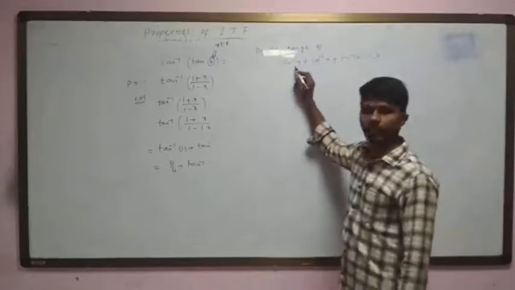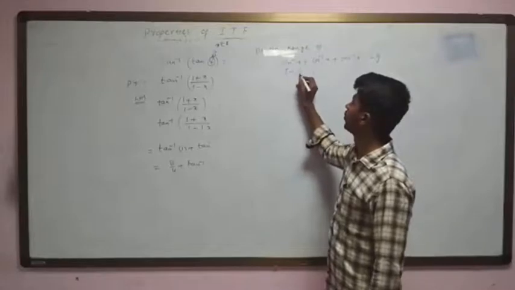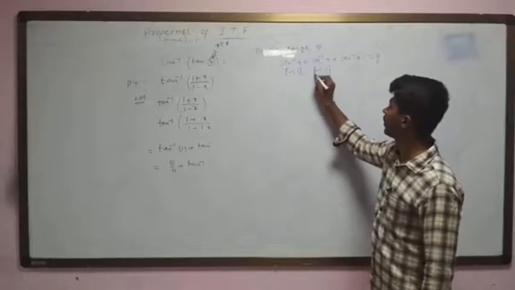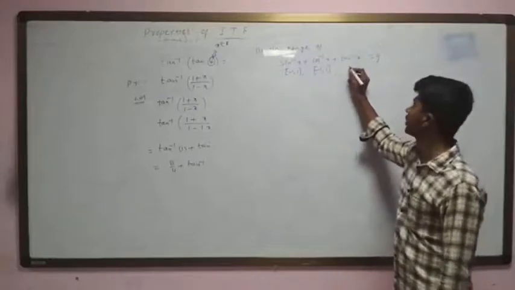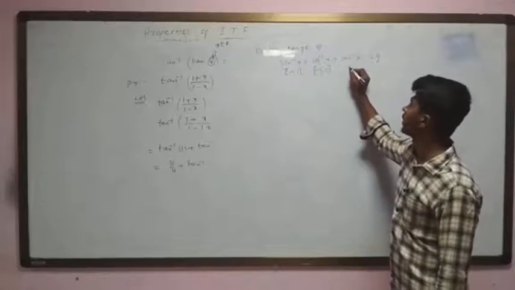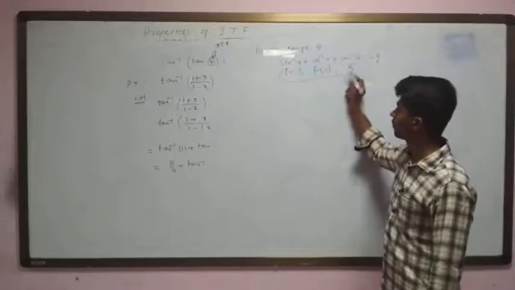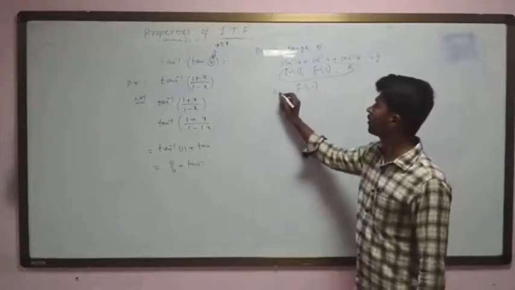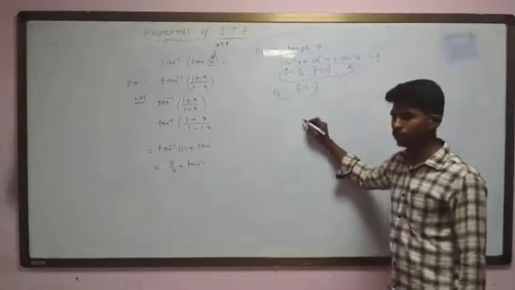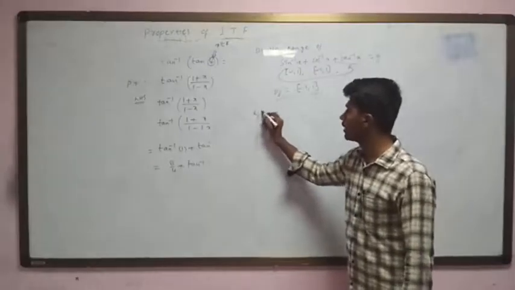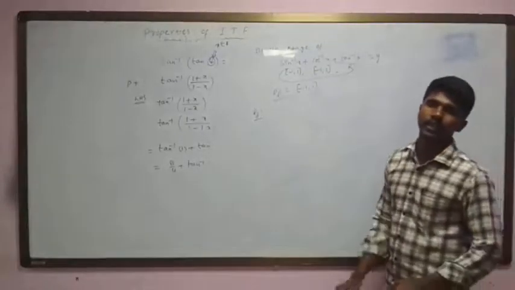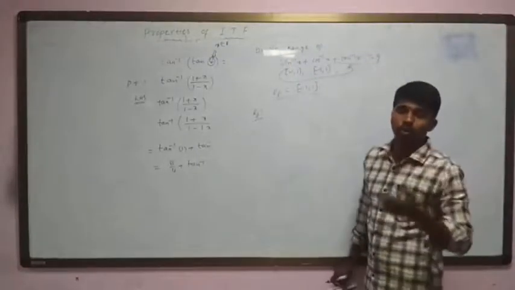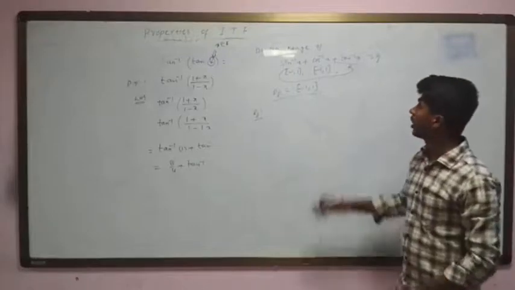So what is the domain of sin inverse x? Minus 1 to 1. What is the domain of cos inverse x? Minus 1 to 1. What is the domain of tan inverse x? Real numbers. So what is the intersection of all this? Which is nothing but minus 1 to 1. So the domain of the given function is minus 1 to 1. Now I am going to find the range of the function. If I want to find the range, the entire thing we have to express purely in terms of sine or cos or tan.